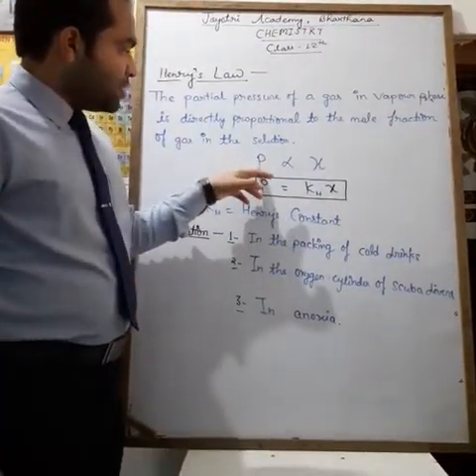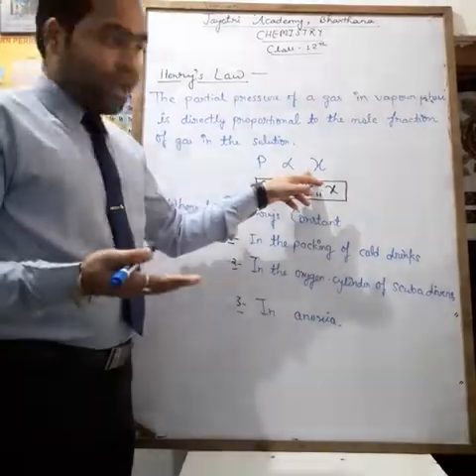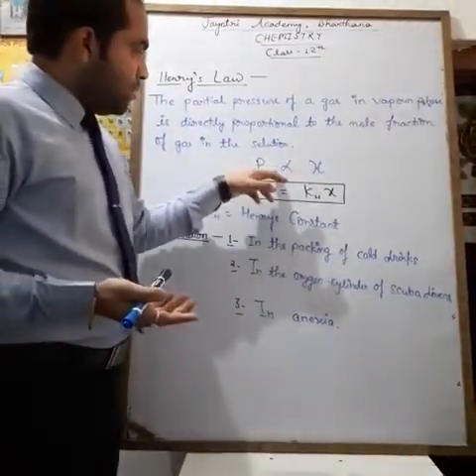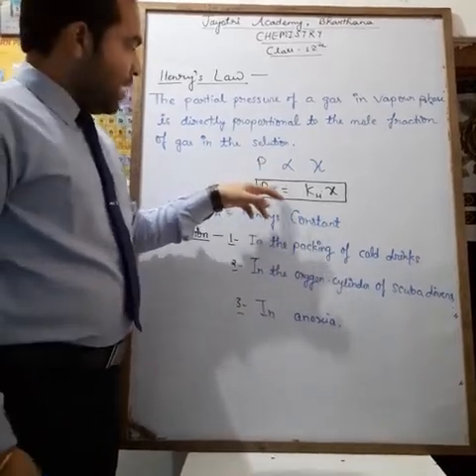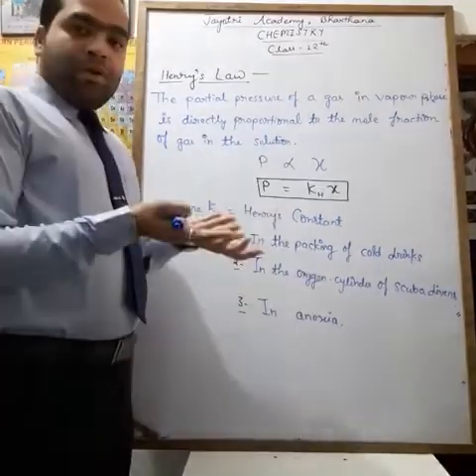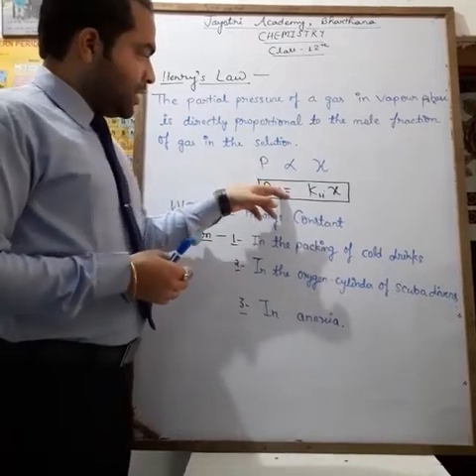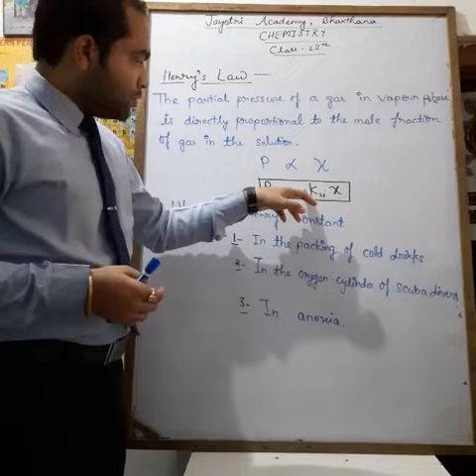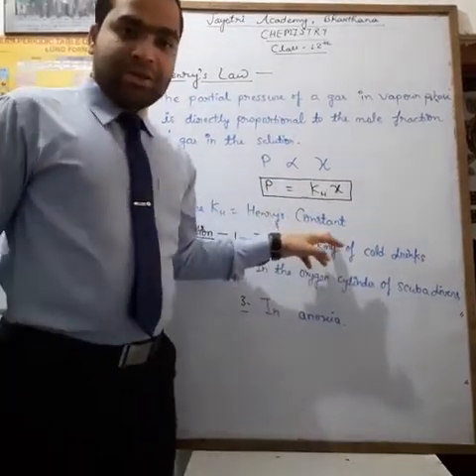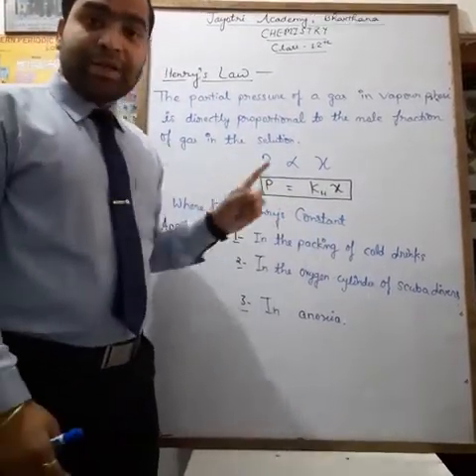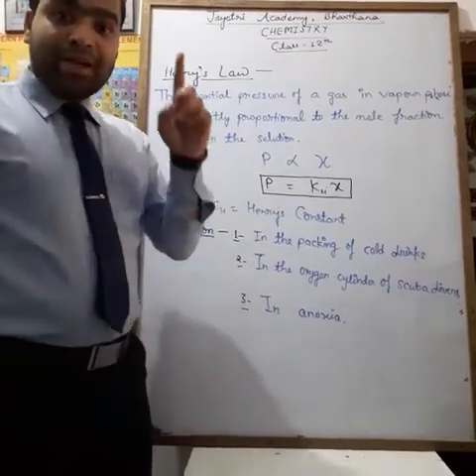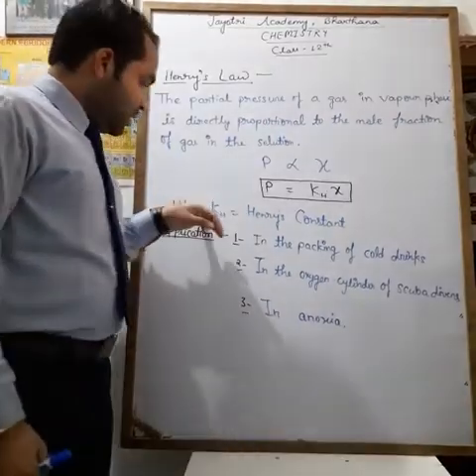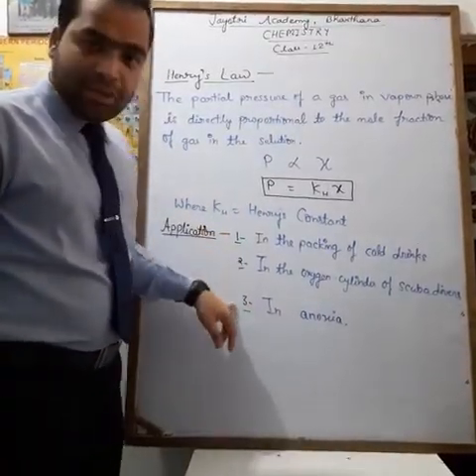So if P is the pressure of the gas and chi is its mole fraction, then according to the statement, P will be directly proportional to chi. Now we will remove the sign of proportionality and introduce a constant. We know very well that when we introduce a constant, the sign of proportionality changes into is equal to. The constant introduced here is Henry's constant. One point to be noted is that the constant is not universal, and its value will completely depend upon the nature of the gas.